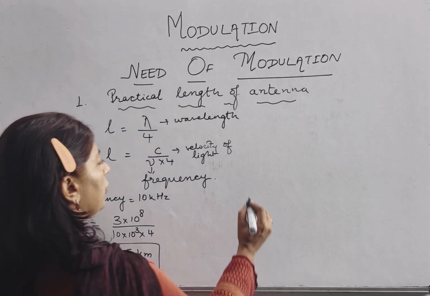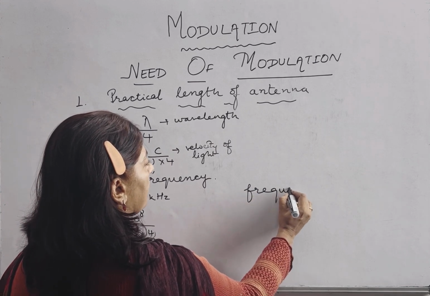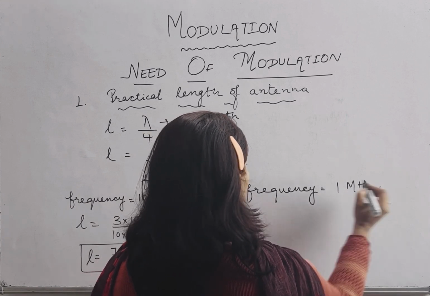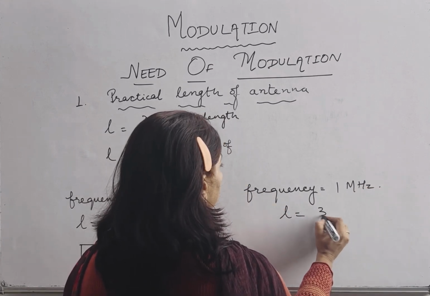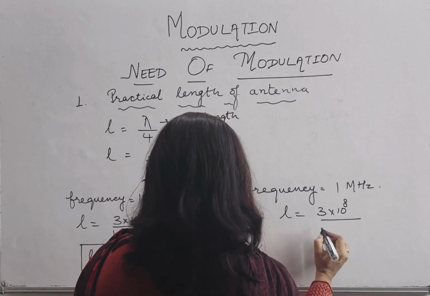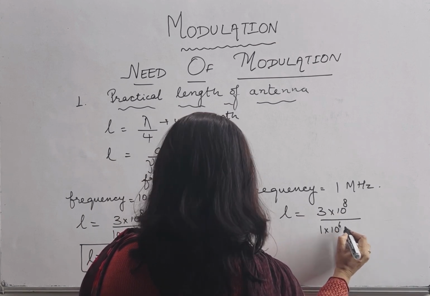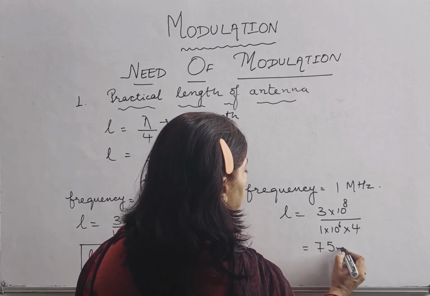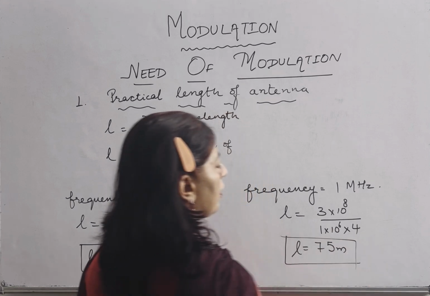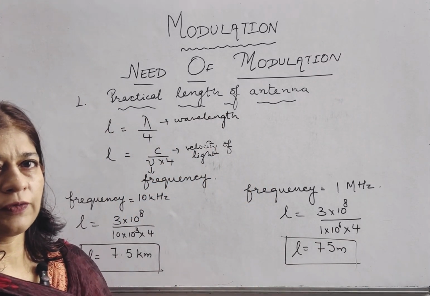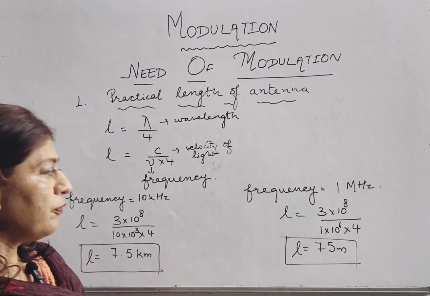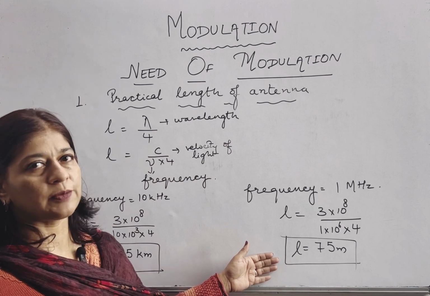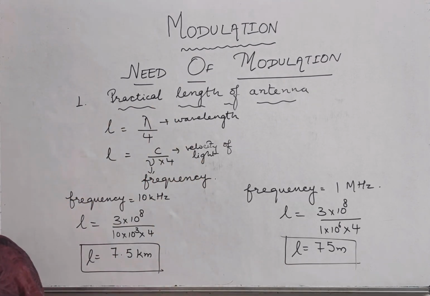On the other hand, if we are taking frequency, say 1 megahertz, now putting the values 3 into 10 power 8, 1 into 10 power 6, and the value comes out to be 75 meter. So employing the high frequency carrier wave for sending the signals, we require less length of antenna that is practically possible. So there is need of modulation.